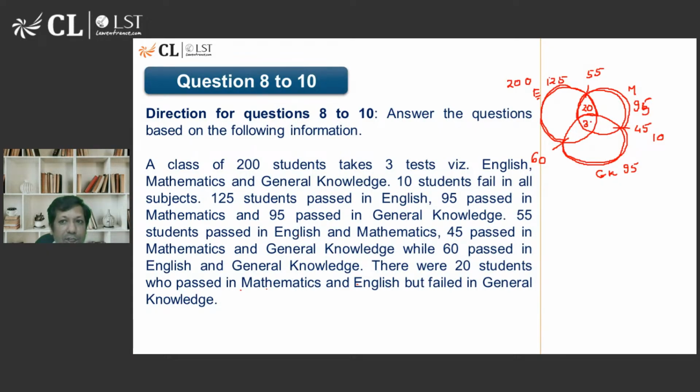It means all 3 should be equal to 35. Okay, so this comes out to be 35. So this is going to be 25. This is going to be 10. Now we are good to go.